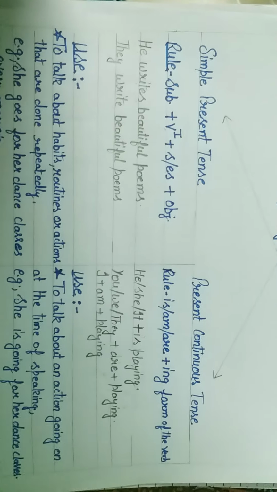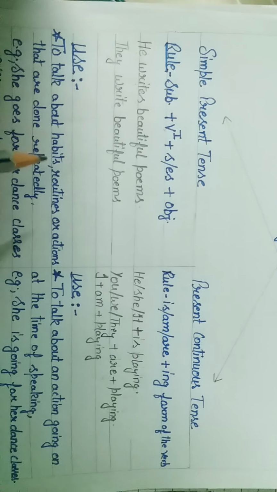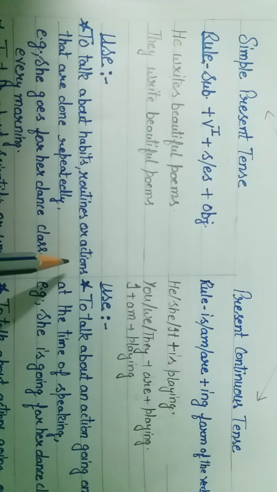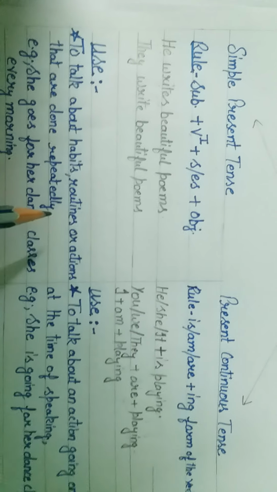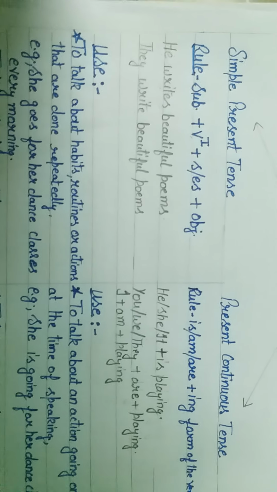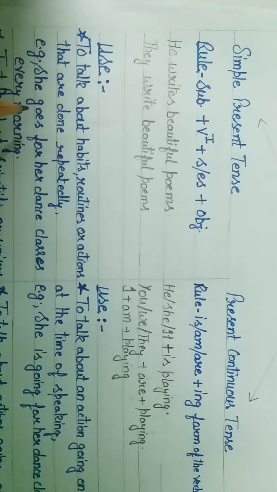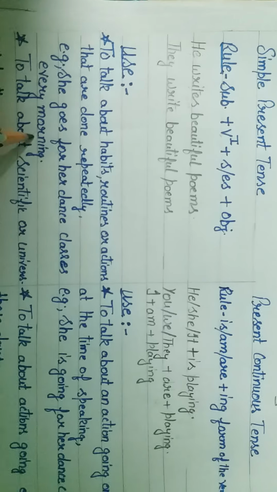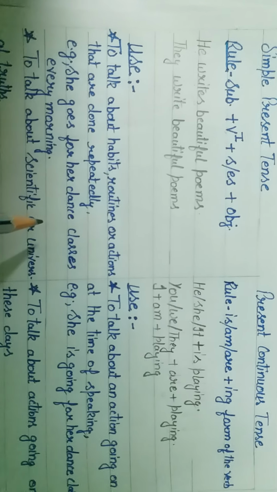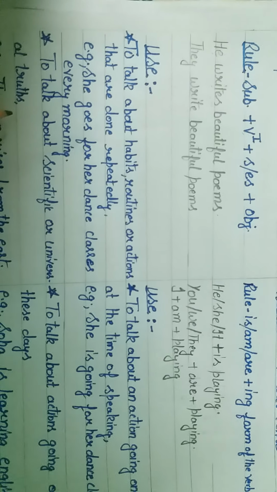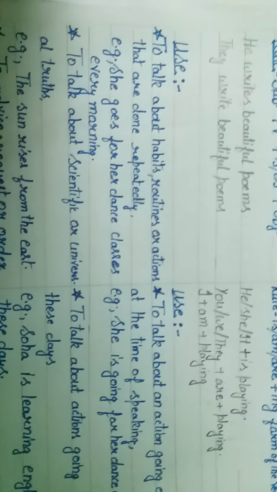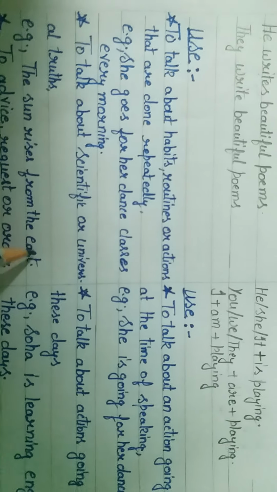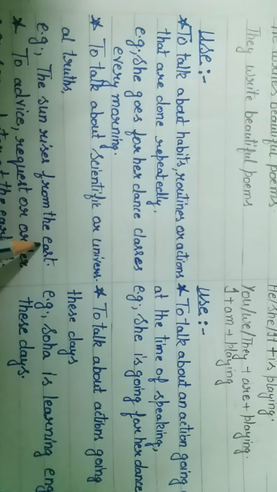First, what is a simple present tense? Simple present tense we use to talk about habits, routines, or actions that are done repeatedly, means that we do every day. That is a routine. For example, she goes for her dance classes every morning. Then next, to talk about scientific or universal truths, means which we can't change, which are true. The sun rises from the east. So this is true. We can't change it.